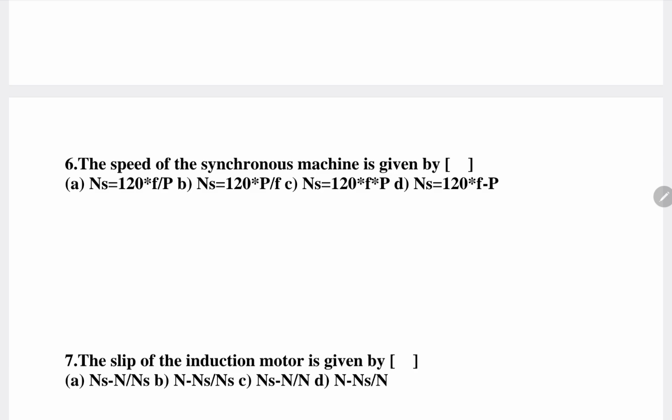Next question. The speed of the synchronous machine is given by ns is equal to 120 f divided by p.